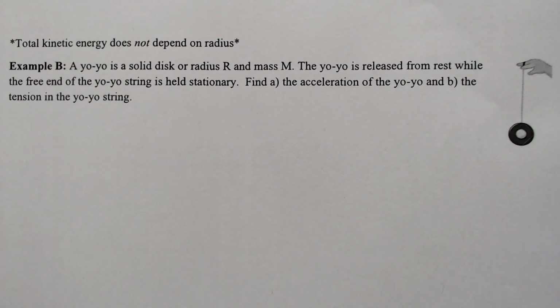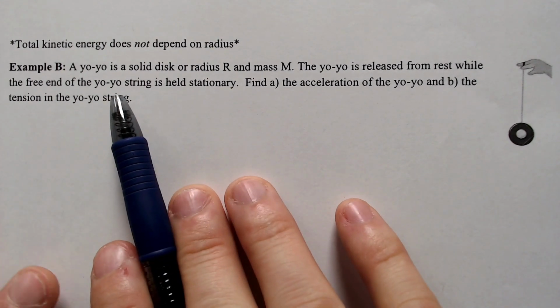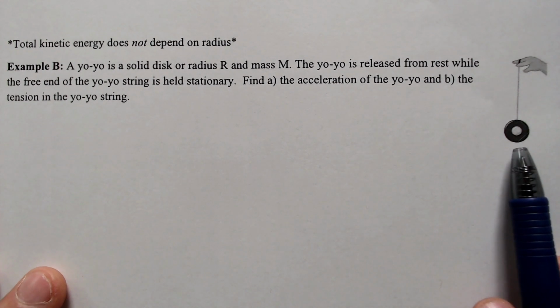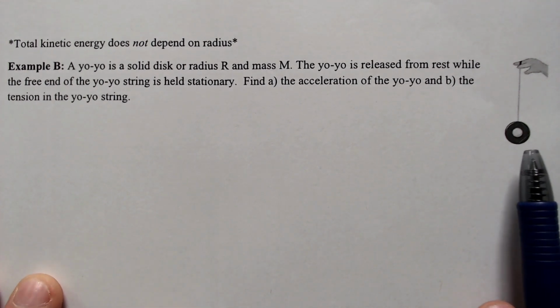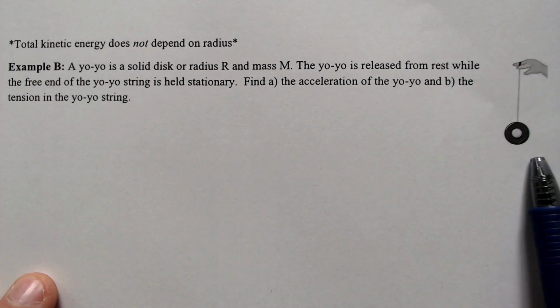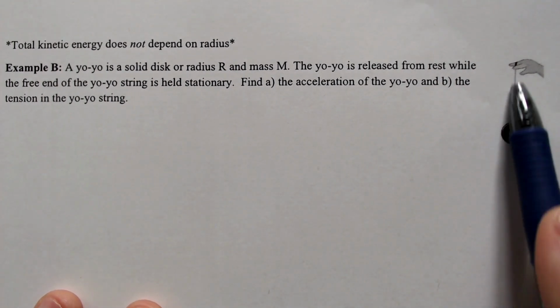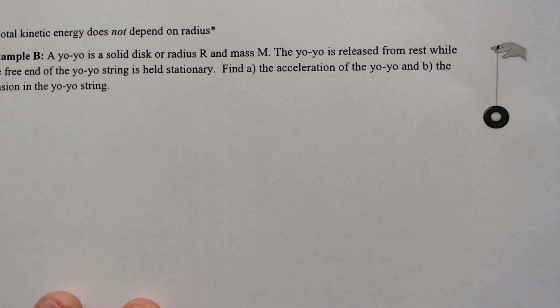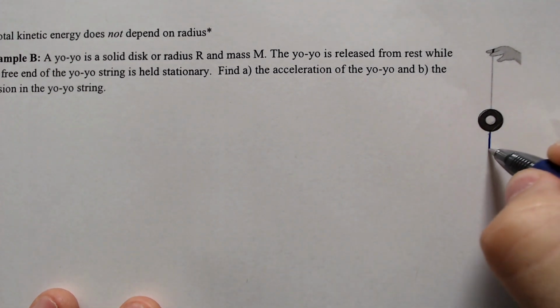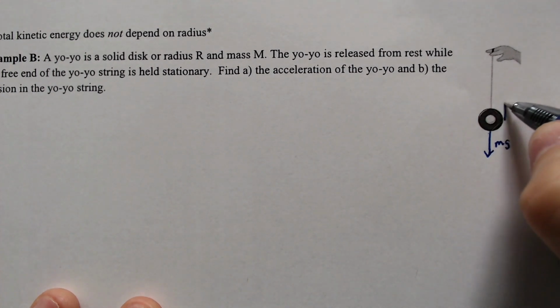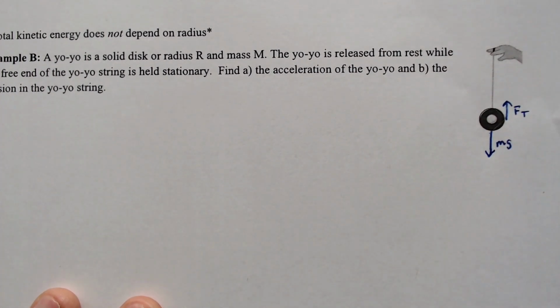So for this next example, we're going to have a yo-yo that is essentially just dropped from somebody's hand. And when it is dropped, you have gravity pulling down on the yo-yo, but you have the force of tension on the yo-yo string kind of pulling it up. So gravity is pulling it down, which would be m times g, but the force of tension would be pulling it up.